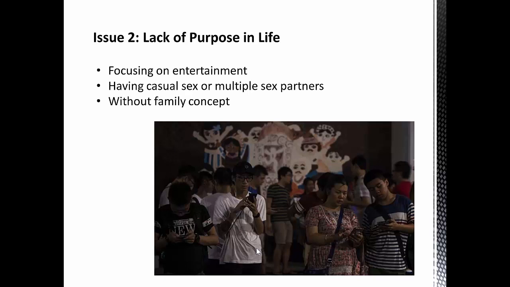Are they problems in our society? If yes, why are these problems? What is wrong with focusing on entertainment, having casual sex, or being without a family concept? If not, why did the movie makers promise to think about these issues in the 1970s? Is there a moral standard to make us human? It would be good to discuss these in the class.